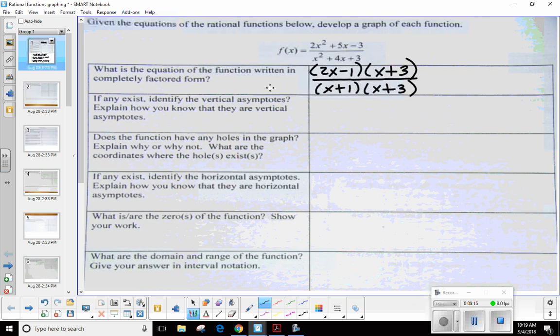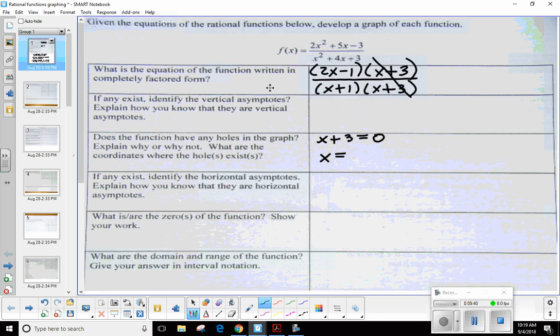Are there any holes in this graph? Heard a yes. How do I know? Okay. If you have a common group factor that'll cancel between the numerator and the denominator. So that tells me, yes, there's a hole. If there's nothing that cancels, then there's no hole. So I'm still going to take that group, x plus 3, and I'm going to set them equal to 0.